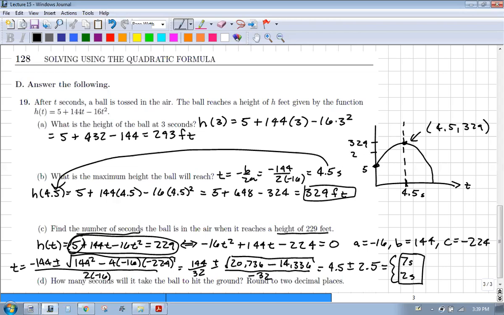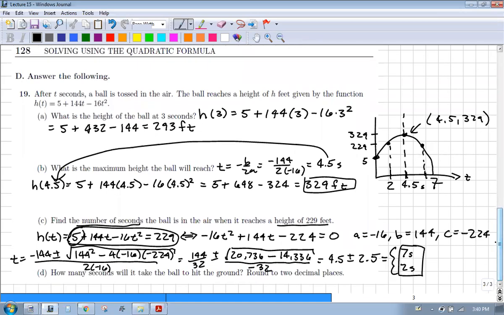Well, 229 feet happens at 2 seconds, and it happens at 7 seconds. It happens at 2 different times. So it makes sense that we get 2 answers, and they're both positive here.